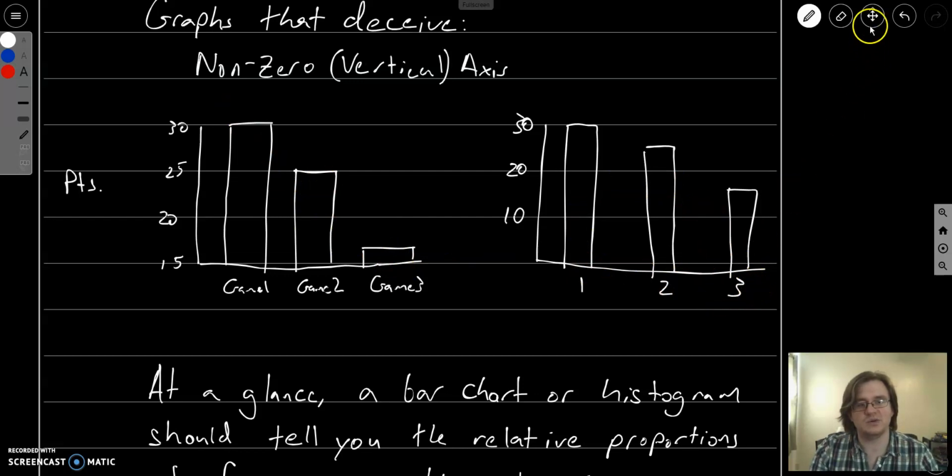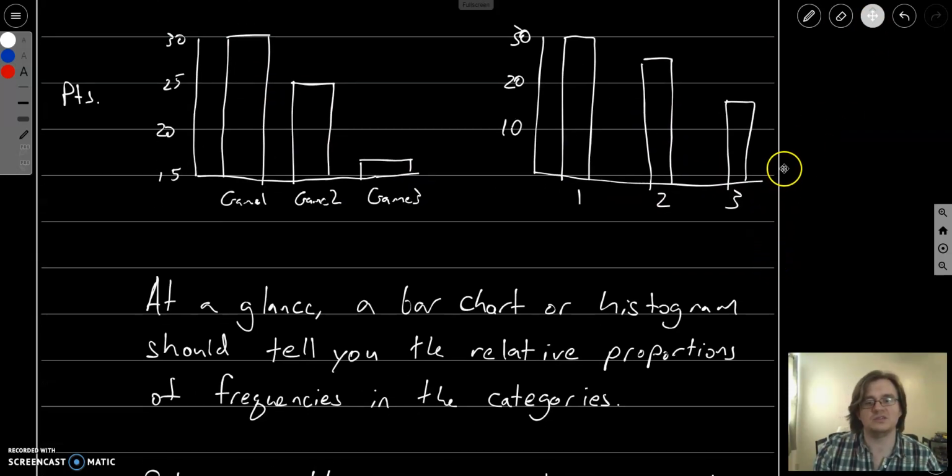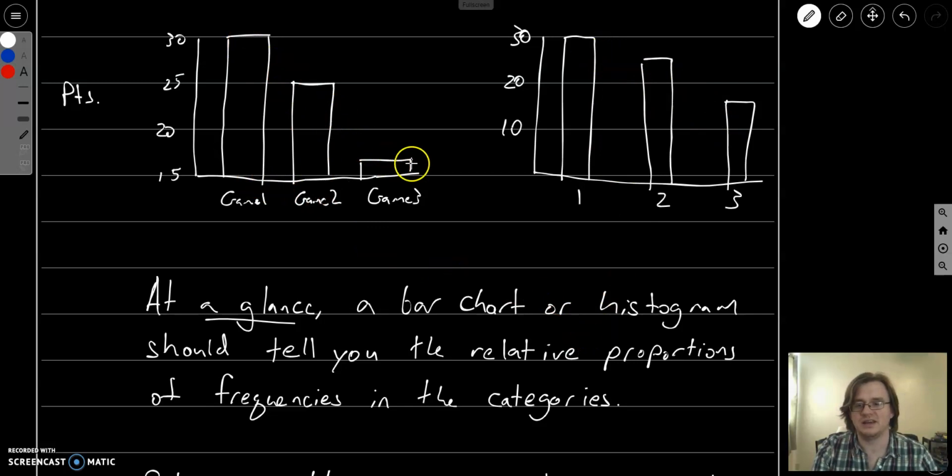So one of the reasons why we really want to be aware of this is when you look at a graph but you're not going to spend a long time looking at it, it's important to know what the graph should indicate. For instance, a bar graph or a histogram, so these would both be bar charts. What's important here is the relative heights, the relative proportions of the frequencies. So in the first one, it looks like game 3 is less than 1/6 the points of game 1, but we can't see that unless we're on a scale that starts with 0. If we're on a scale that goes from 15 to 30, then things get a little bit more obscured.